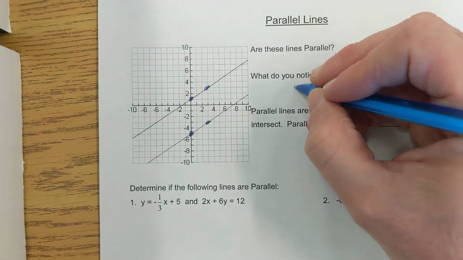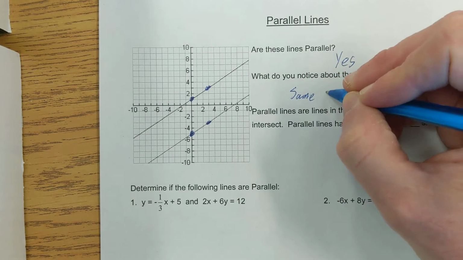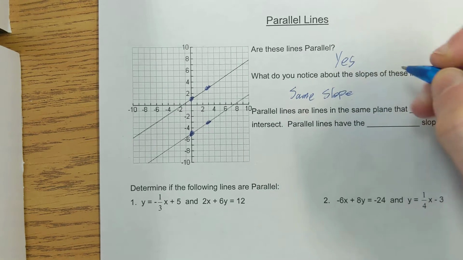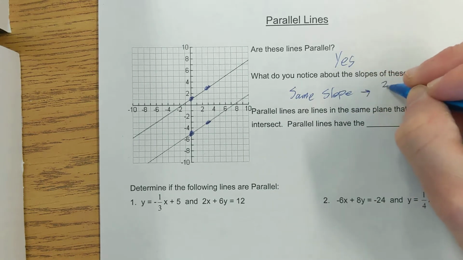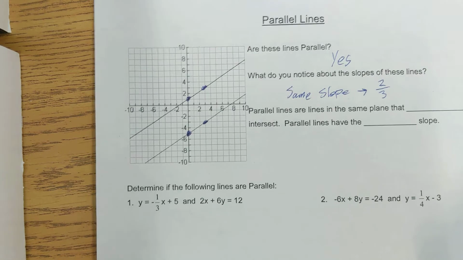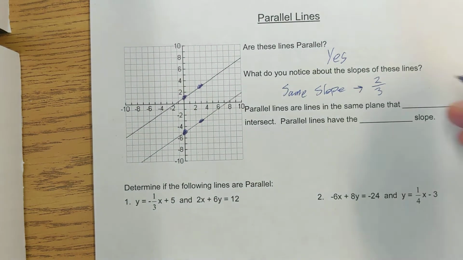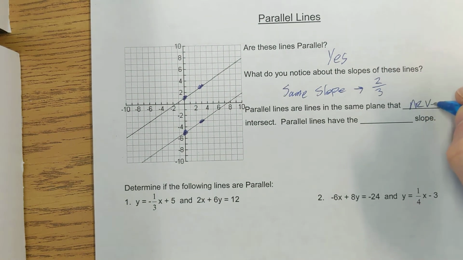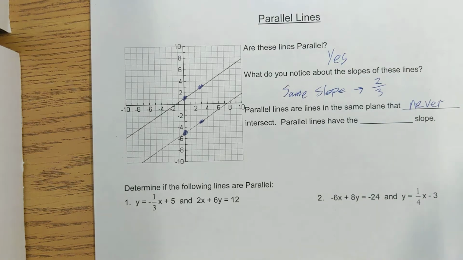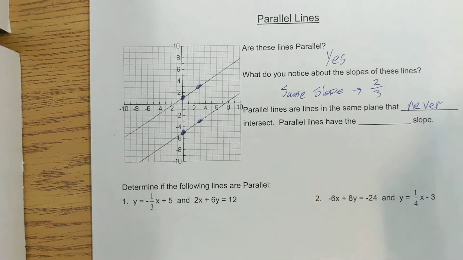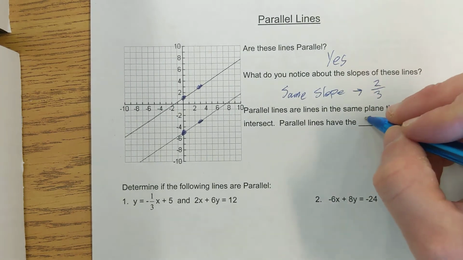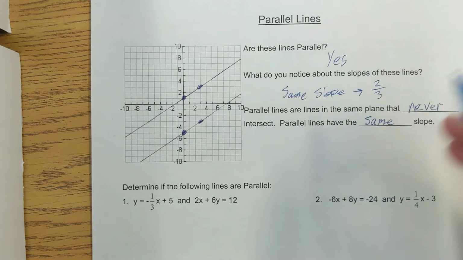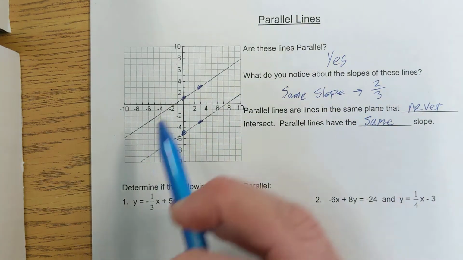You notice that they have the same slope of 2/3, or 2 over 3. All right, parallel lines are lines in the same plane that never intersect, meaning they never cross. Parallel lines will always have the same slope, as I mentioned before. Because they have the same slope, they will not cross.